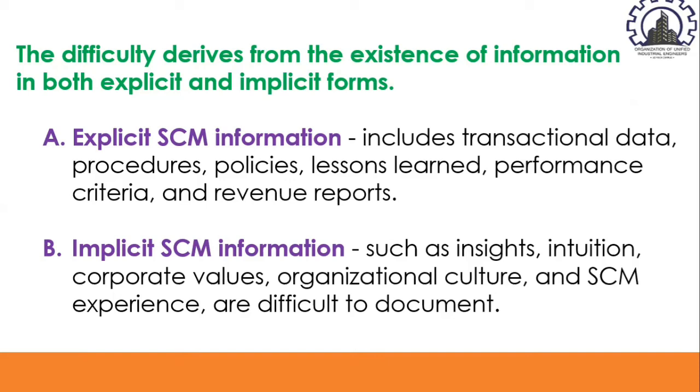And second, implicit supply chain information includes insights, intuition, corporate values, organizational culture, and supply chain management experience, which are difficult to document. Implicit information often resides in the minds of information holders, especially the supply chain managers. Therefore, it is a challenge to capture and transfer the implicit information to business partners to improve supply chain effectiveness.